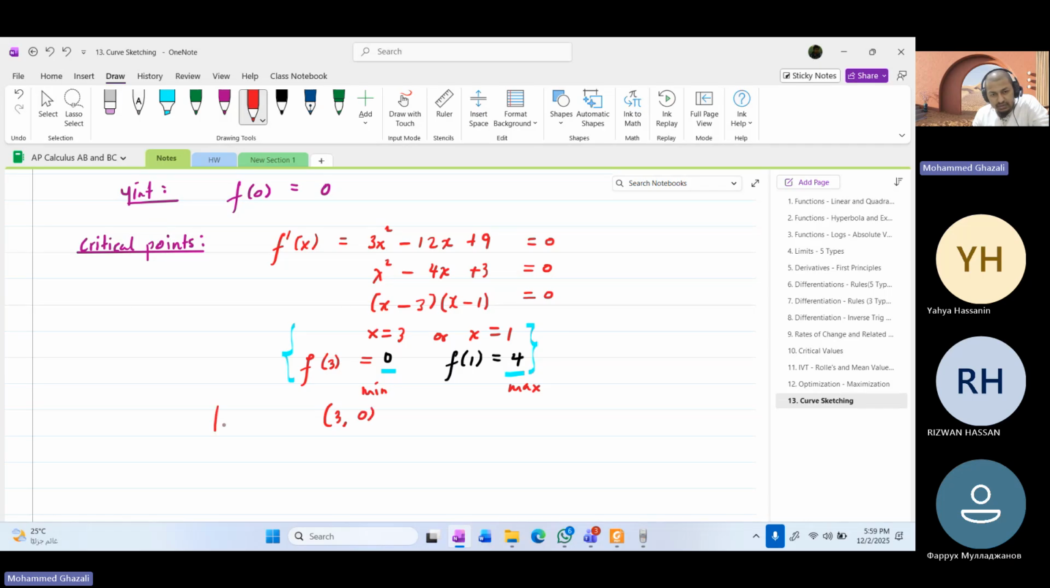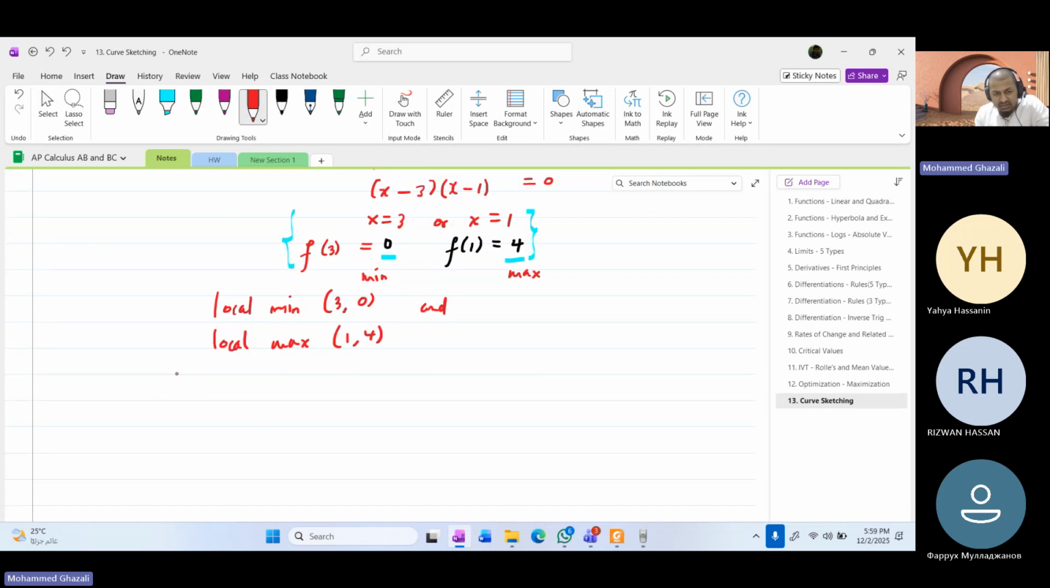We say this is a local minimum at 3, 0, and a local max at 1, 4. Right. Now, let's observe the increase and the decrease.